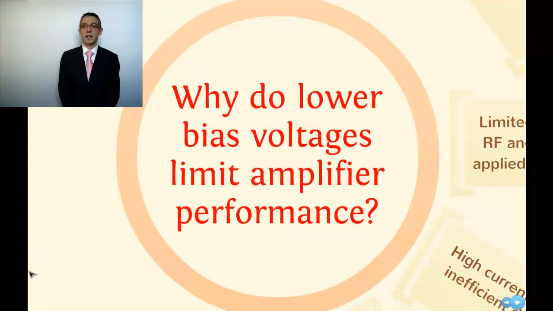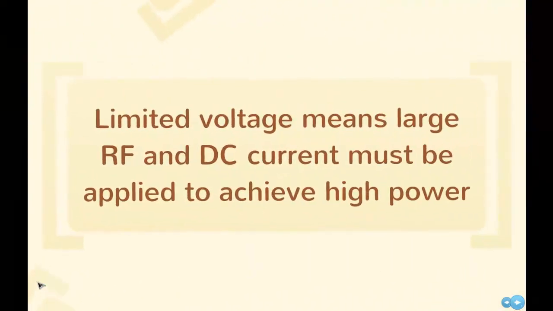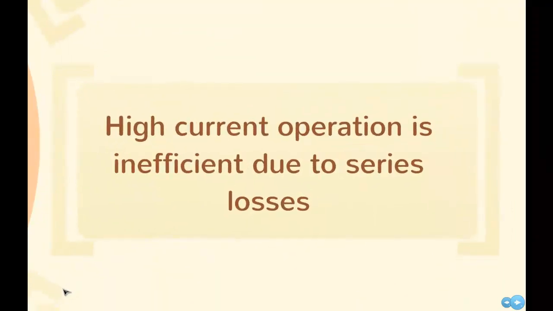So, let's talk a little bit more about the reason why lower bias voltages limit amplifier performance. When we have a limited voltage applied to the terminals of our device, then we have to produce more current to achieve high power. High current operation is inefficient because, as we mentioned before, you're going through a semiconductor material. There's going to be a lot of collisions between the electrons and the lattice of the semiconductor, which then cause serious losses.